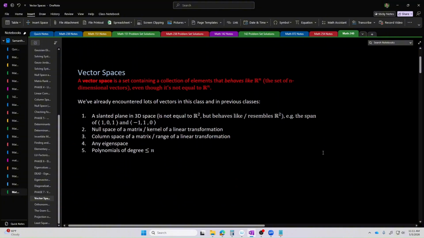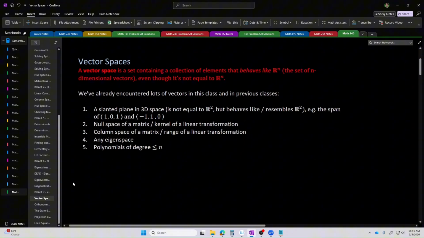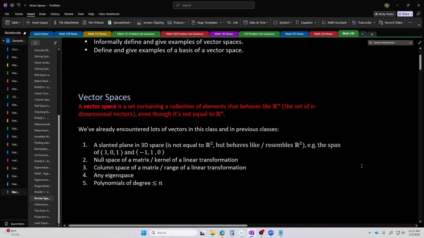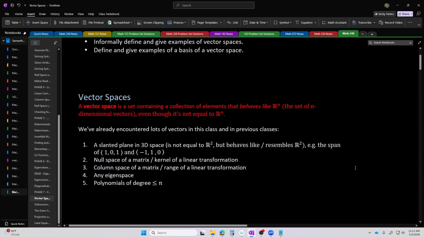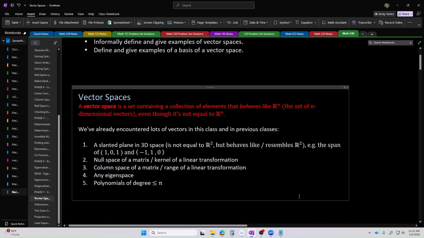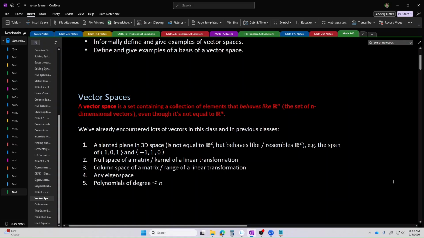So, what is a vector space? A vector space is a set that behaves like Rn, a set that behaves like the set of n-dimensional vectors. It behaves like Rn even though it's not equal to Rn.